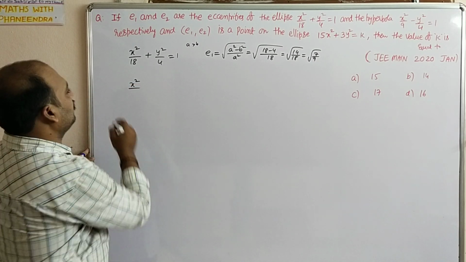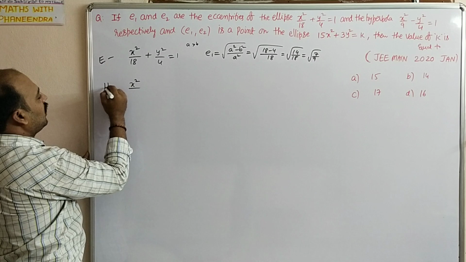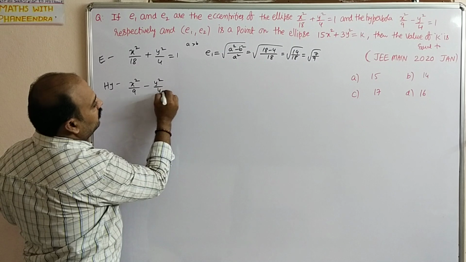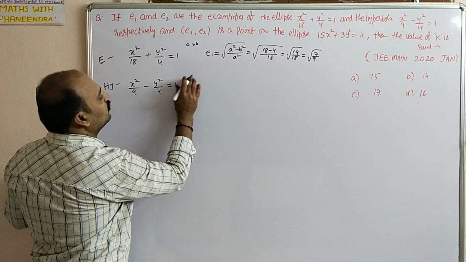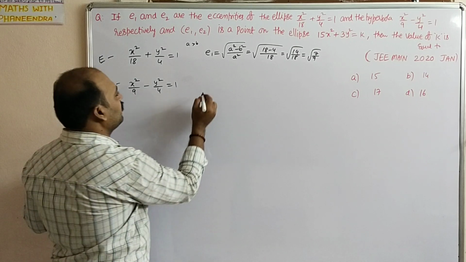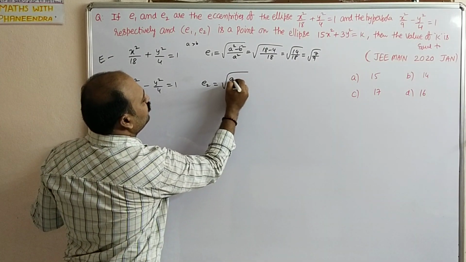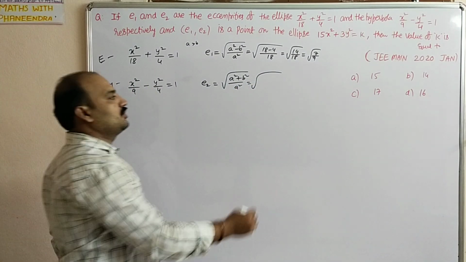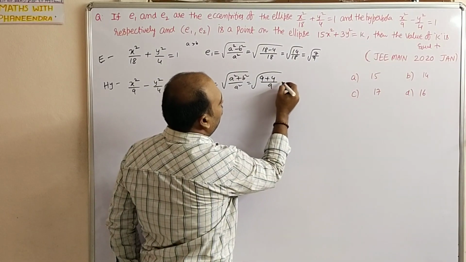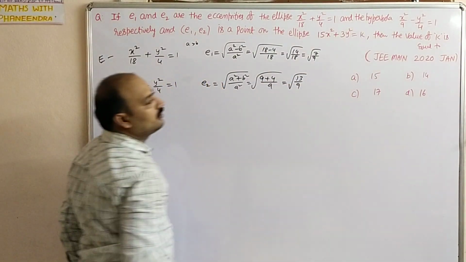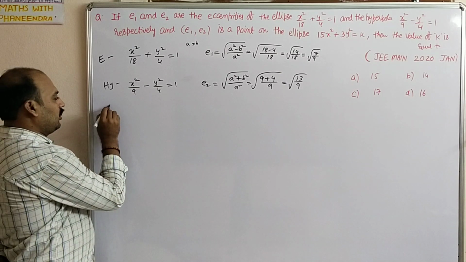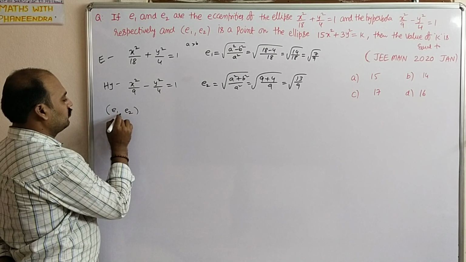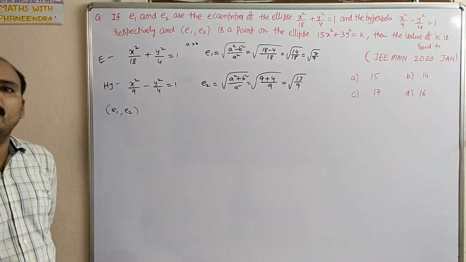Consider the hyperbola. This is the ellipse, this is the hyperbola: x²/9 minus y²/4 is equal to 1. Here also a is not greater than b. This is a regular hyperbola. So E2 equal to eccentricity, root over (a² plus b²) divided by a². So root over 9 plus 4, 13 by 9. So root over 13 by 9. E1 and E2 values we have. So (E1, E2).